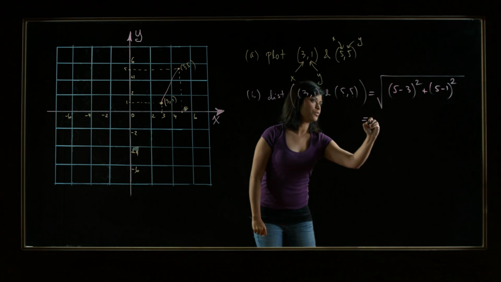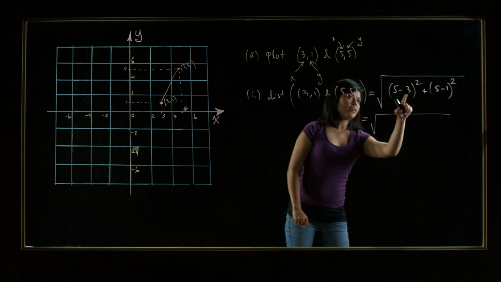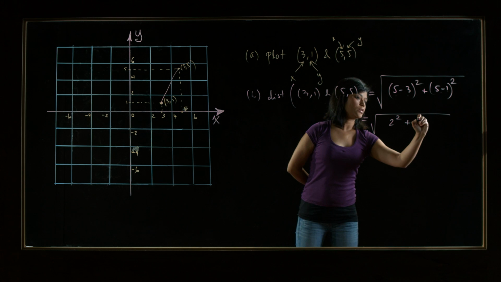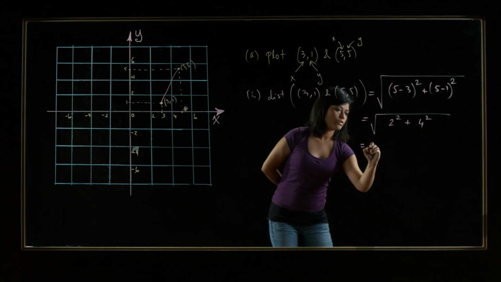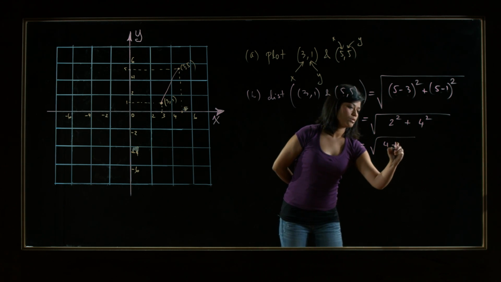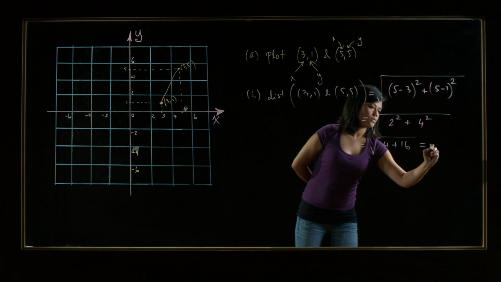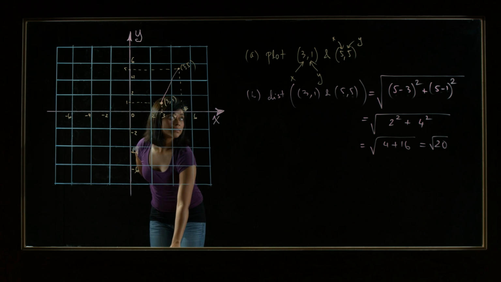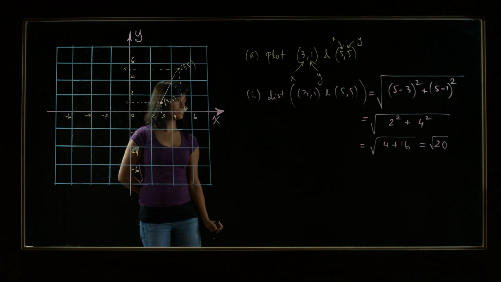And let's compute that. Here you have 5 minus 3 is 2 squared. 5 minus 1 is 4 squared. So this is 4 plus 16. So it is the square root of 20. That is the distance between the 2 points.